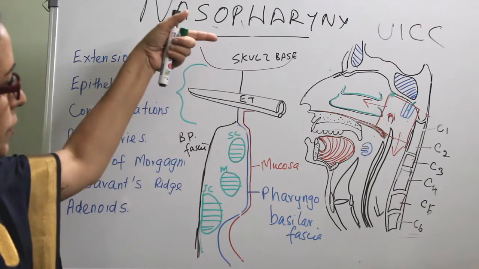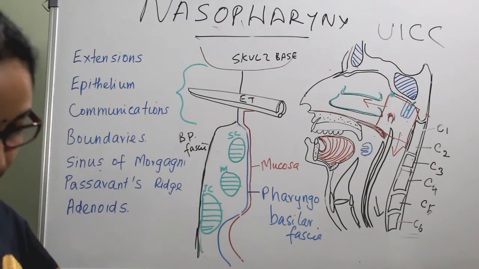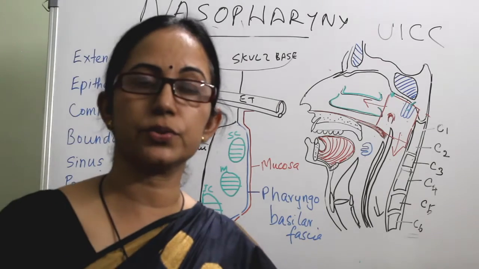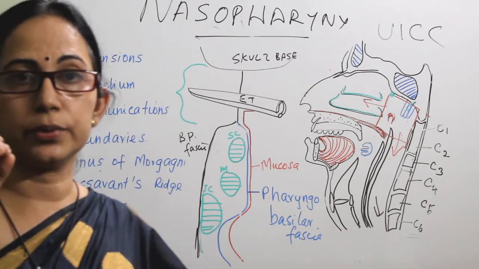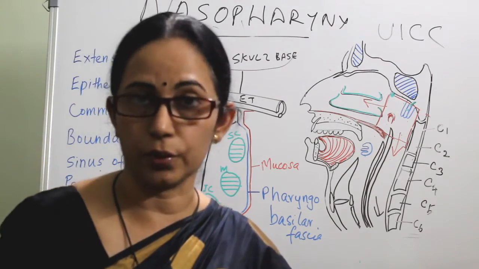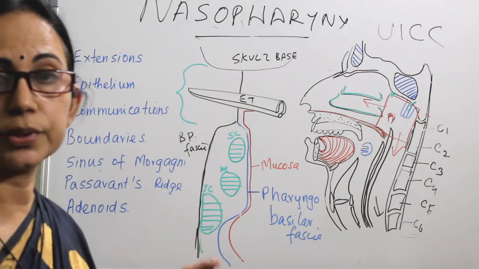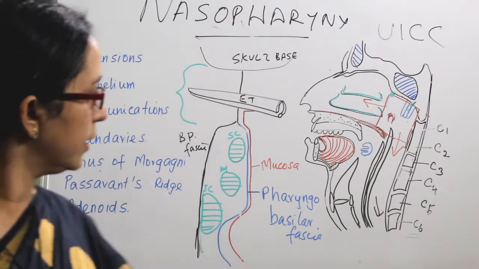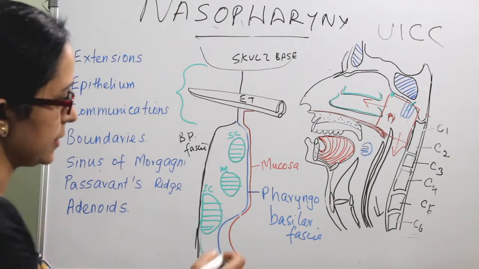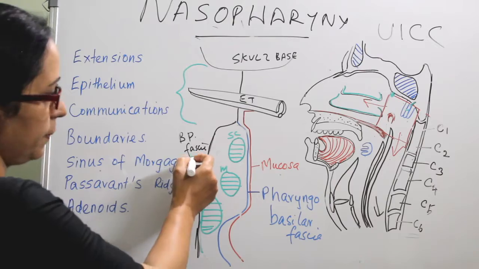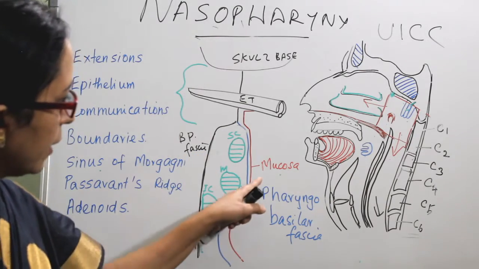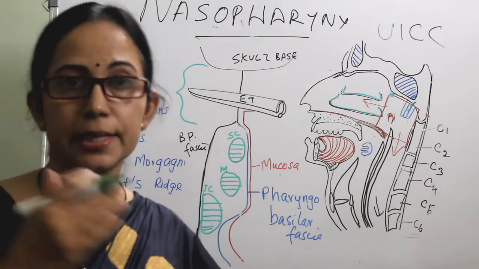That is the space between the skull base and the superior constrictor. So before going to the sinus of Morgagni, I have to tell you about the pharyngeal wall. This is the pharyngeal wall in a coronal section. There are actually 4 layers, starting from the mucosa up to the buccopharyngeal fascia, going from the inside out.